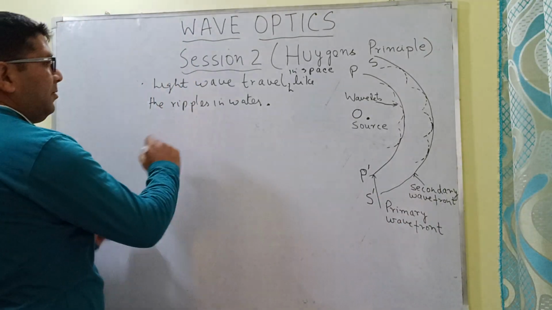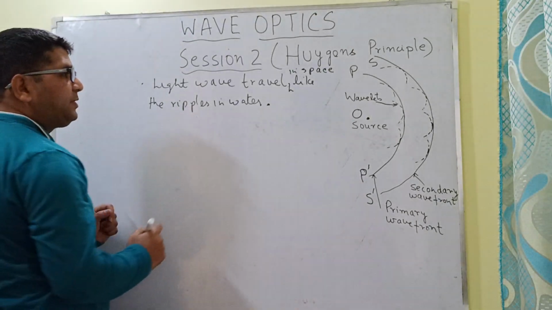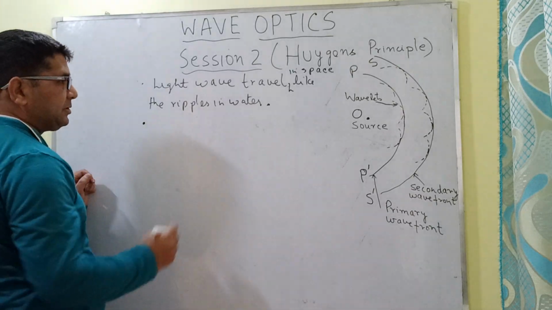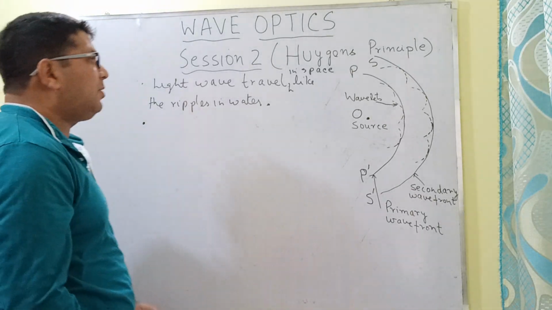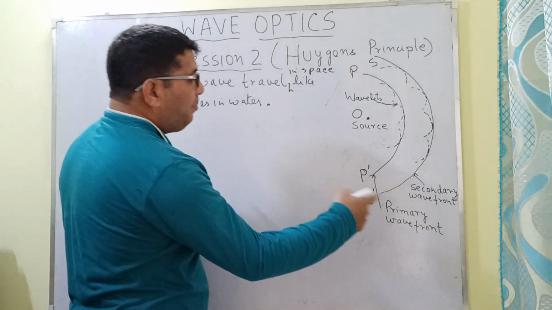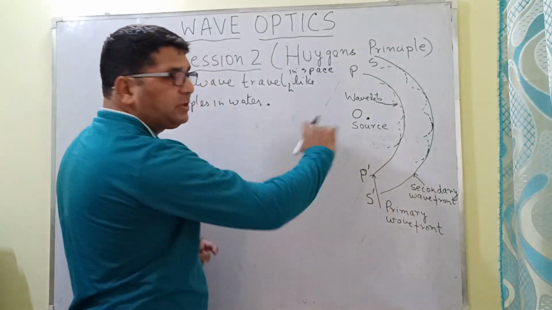Now, in the Huygens principle, there is one limitation also. That is, Huygens was not able to explain the backward wave. This is the wavefront which is propagating.